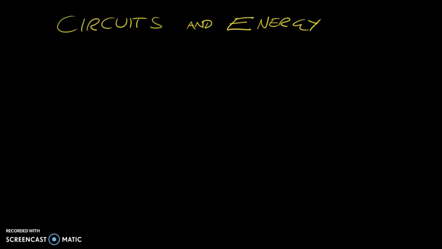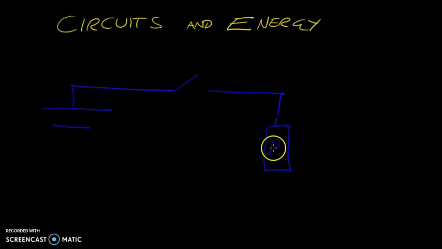So I'm going to draw a very simple circuit. This circuit has a source of electrical energy. In this case, we're going to have a cell, which is going to provide our source of electrical energy, and it's going to be connected into our simple circuit. It consists of a switch and a load, and the load in this case is going to be as simple a load as possible, which is simply a resistor. I'm not going to worry about the value of the resistor at the moment.